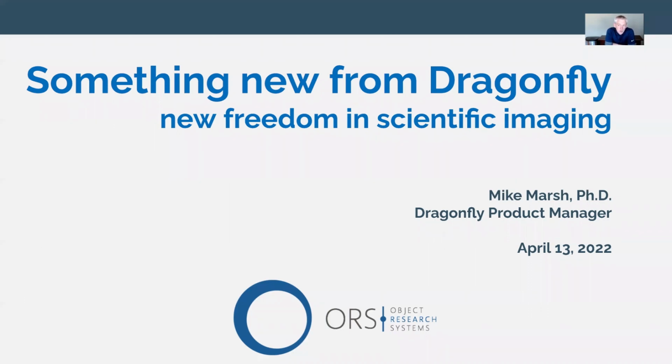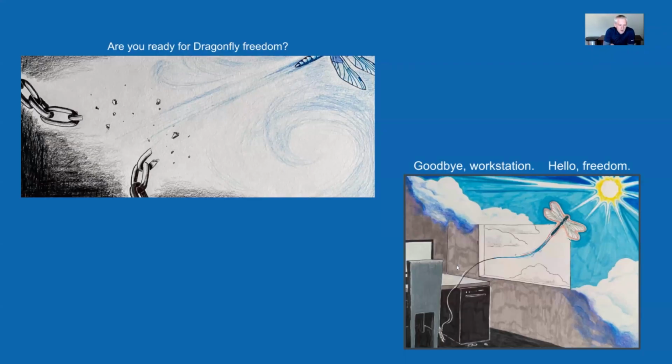Those of you that are streaming this on demand from our website or from YouTube, where this was recorded live, you have the benefit of a video title, and so you probably know what this presentation is about. Those of you watching me live right now in this stream may be wondering, what is Mike going to talk about today? The only thing we've told you so far is that we have something new to announce, that we want to make your scientific imaging more flexible, and we're teasing you with drawings of dragonflies breaking from chains and flying to blue skies. Goodbye, workstation. Hello, freedom. Well, what we're going to talk about today is a new way to run Dragonfly.